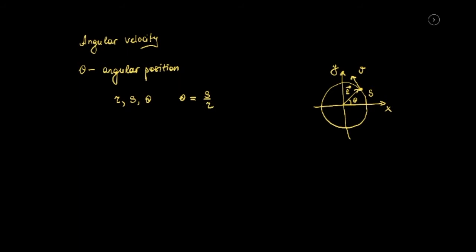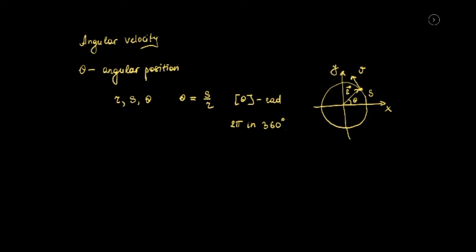The unit of theta is the radian. There are 2 pi radians in 360 degrees.